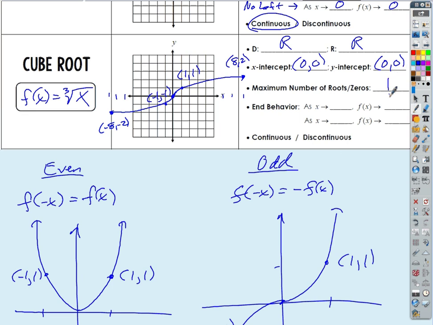End behavior. This time we do get end behavior on both sides. As x approaches infinity, y approaches infinity. It's going to go up forever, isn't it? As x approaches negative infinity, y approaches negative infinity. Good. Continuous or discontinuous? Continuous. Yes, ma'am. So why isn't it three roots?